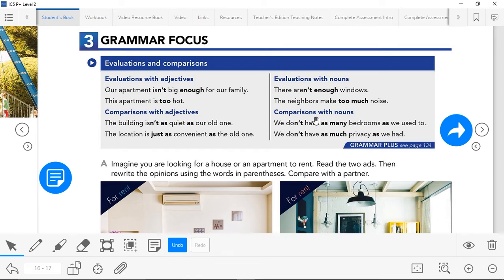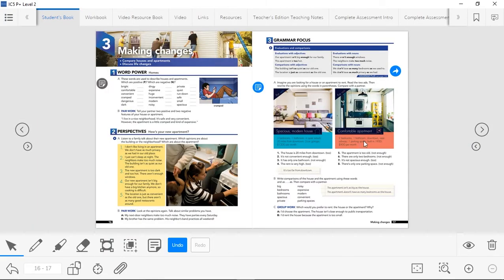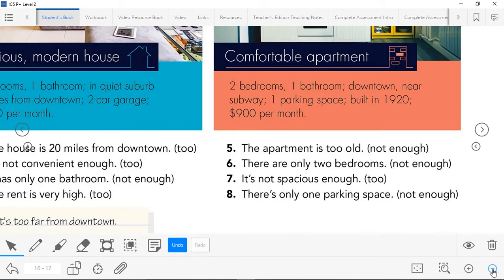And let's see, with nouns, for countable nouns, we don't have as many bedrooms as we used to, okay? We don't have as much privacy as we had. In this case, what we are comparing are the nouns of the things, okay? Very good. I hope that you understand this part. It can be a little bit confusing, but if you pay close attention to it, it will be good, okay? Okay, let's see this part.